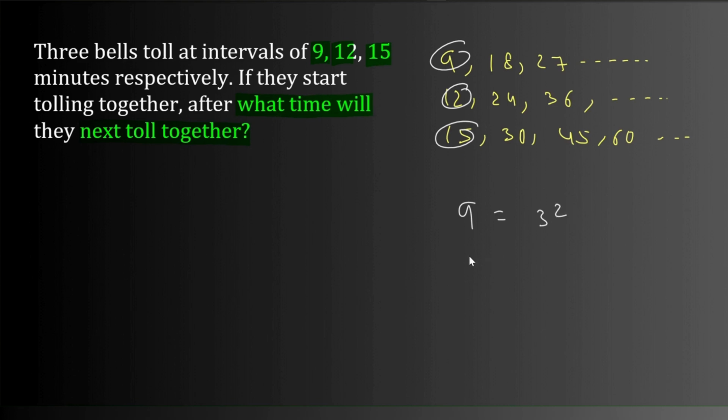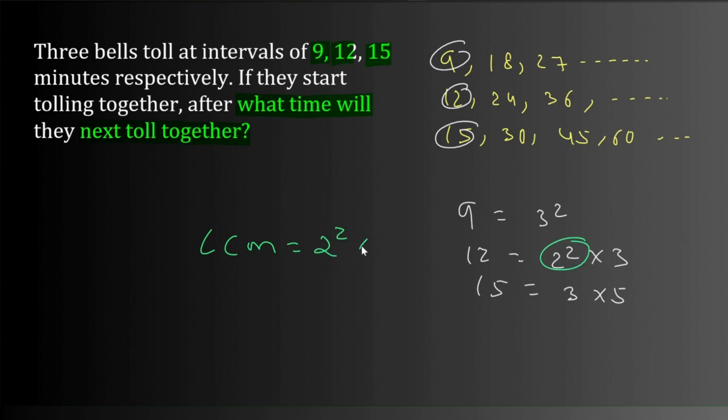9 can be written as 3 square. 12's prime factorization is what? 2 square, that is 4, into 3. And the 15 prime factorization should be 3 into 5. Now for finding the LCM, you are going to take the highest power of the prime. So 2 with the highest power 2, 3 with the highest power 2 again, and 5 with highest power as 1.